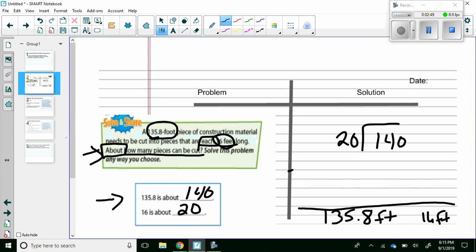I know that 20 goes into 140 7 times because I know 7 times 2 is 14, and then I have the extra 0 at the end. So 7 times 0 is 0, and then 7 times 2 is 14 with 0 left. So there are about 7 pieces in this piece of construction material that are cut into 16 feet.